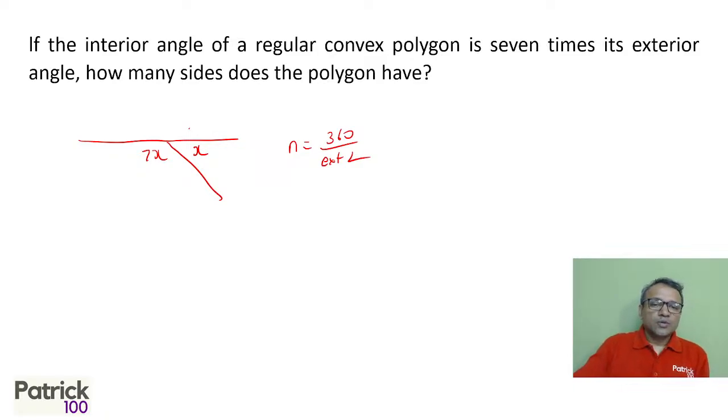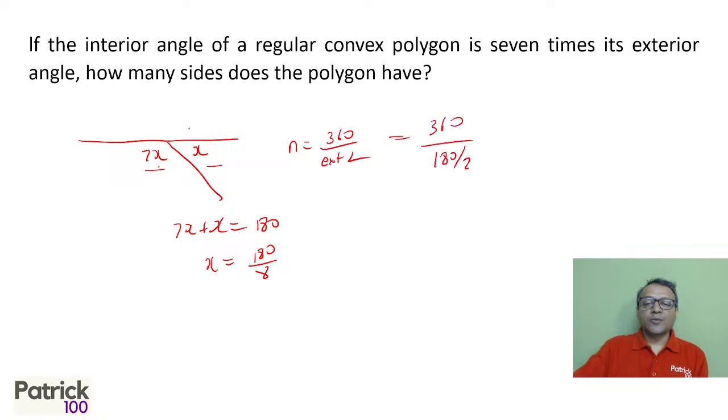Once you know this formula, you should be okay, because if you look at 7x plus x, 8x is 180. So x will become 180 upon 8, that is the exterior angle. Substitute here, 360 upon 180 upon 8 will give you 16. So the answer becomes 16.